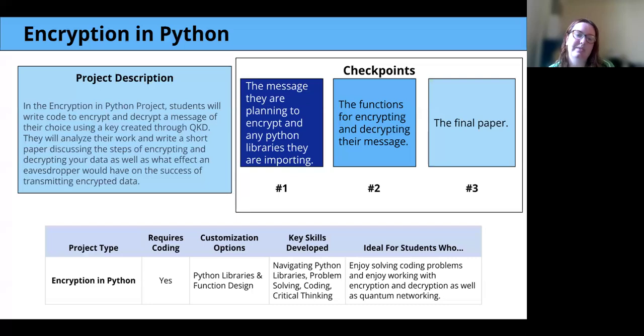Students will write a code to encrypt and decrypt a message of their choice using a key created through QKD. You will analyze your work and write a short paper discussing the steps of encrypting and decrypting your data, as well as what effects an eavesdropper will have on the success of transmitting this encrypted data. So this project does require coding, and it's really great for someone who enjoys the coding aspect of this course and enjoys encryption and decryption, as well as quantum networking.